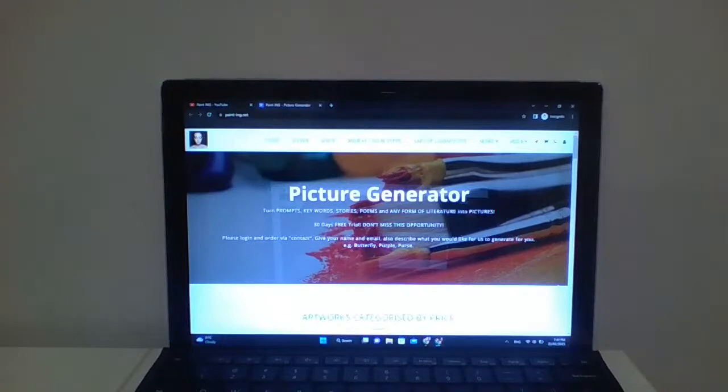Today, we would like to take you and navigate through our newly released app. The app is called PaintING. It is a picture generator. With our app, you can turn prompts, keywords, stories, poems, and any form of literature into pictures. We are offering a 30 days free trial. So please don't miss this opportunity.